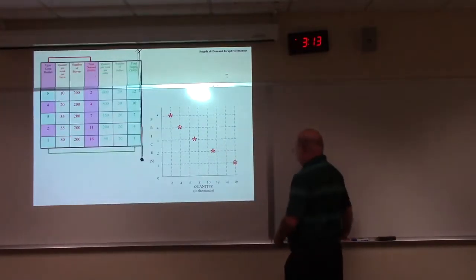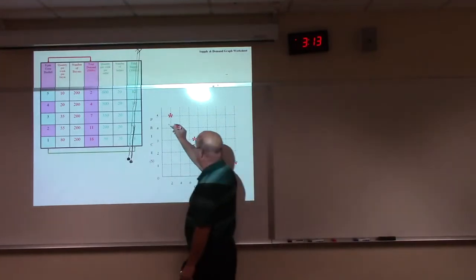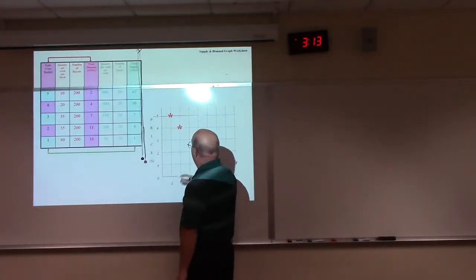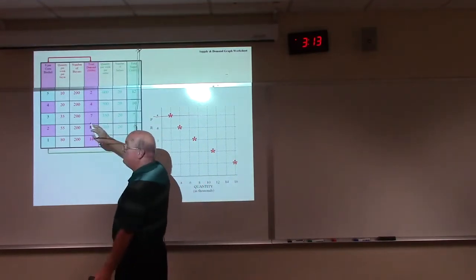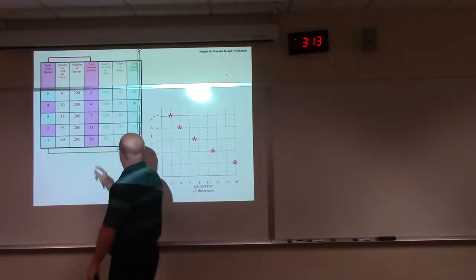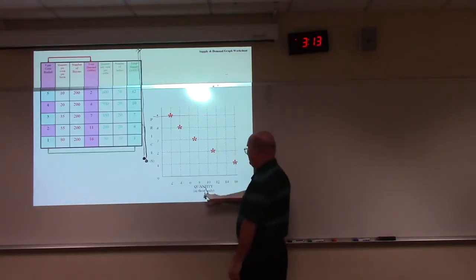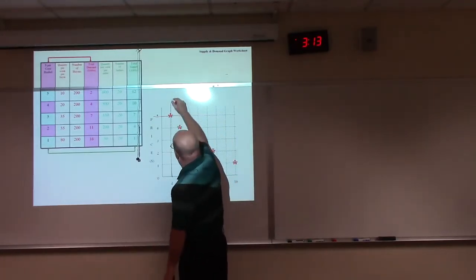At $5, so we're looking at 5, we go across. How many bushels are we going to demand? So at $5, total demand is 2,000. So we come up this way, boom, there's our first dot.